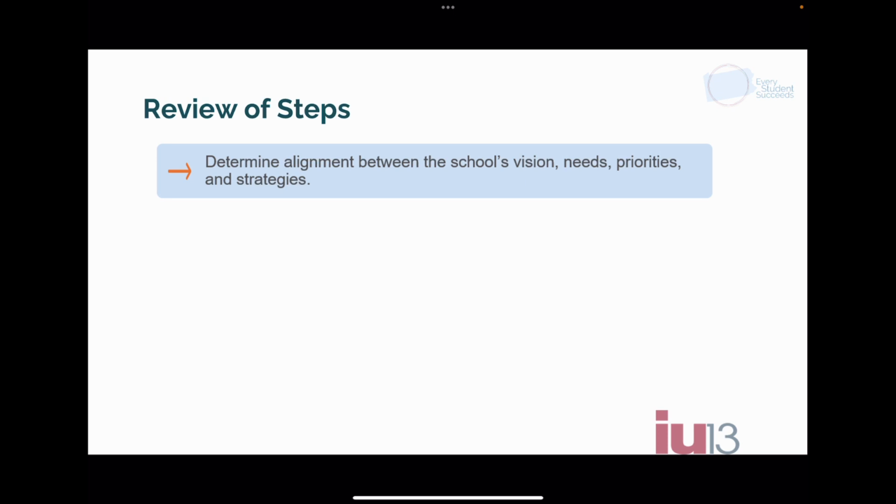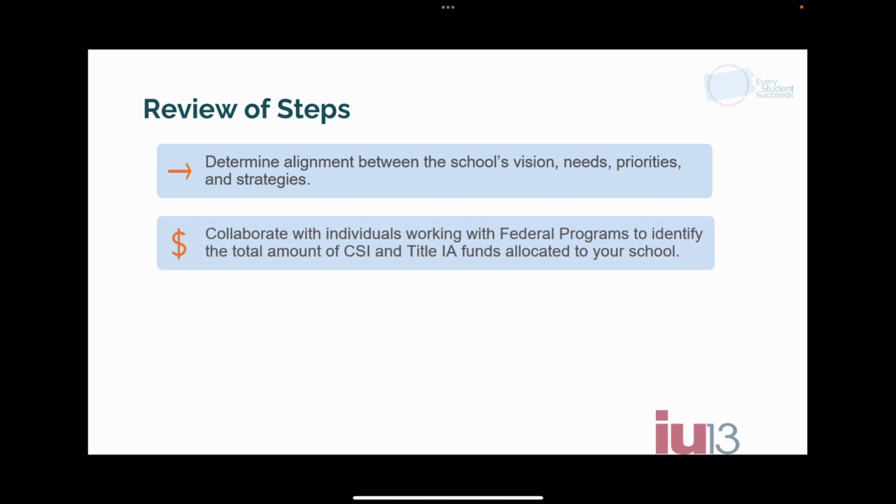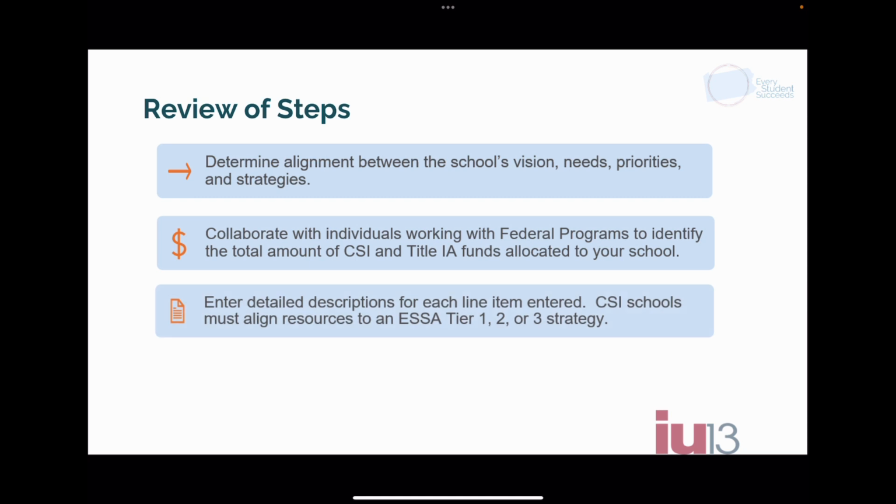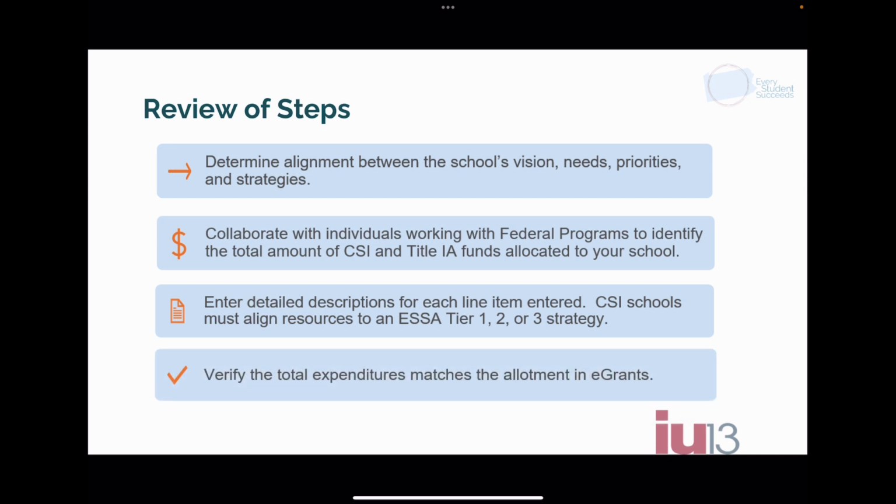First, determine alignment between the school's vision, needs, priorities, and strategies. Make sure to collaborate with individuals working with federal programs to identify the total amount of CSI and Title 1A funds allocated to your school. Then enter detailed descriptions for each line item entered. CSI schools must align resources to an ESSA Tier 1, 2, or 3 strategy. And last, verify that the total expenditures match what the allotment is in e-grants.